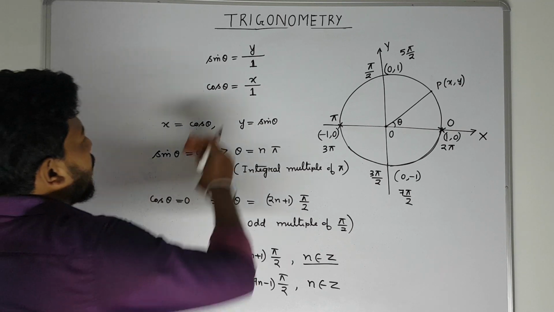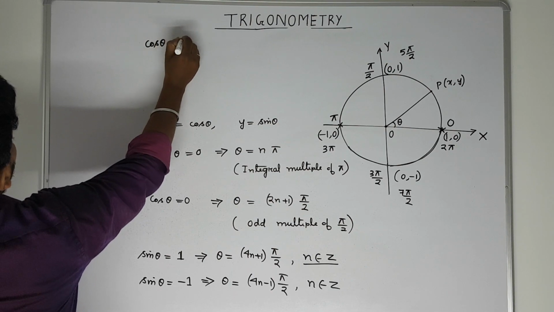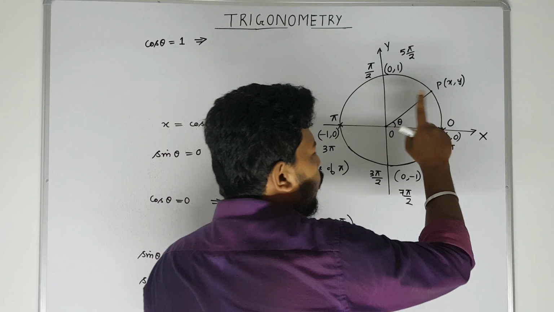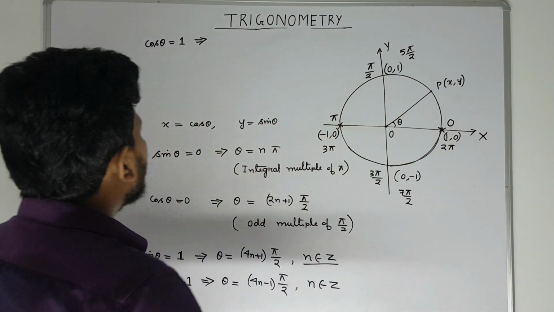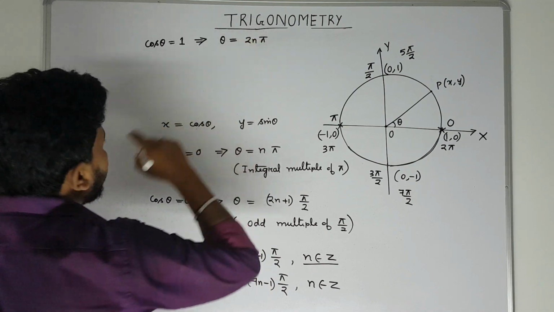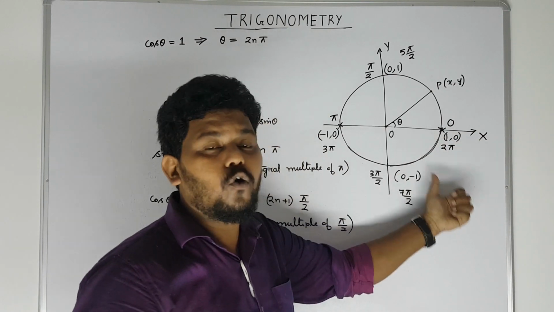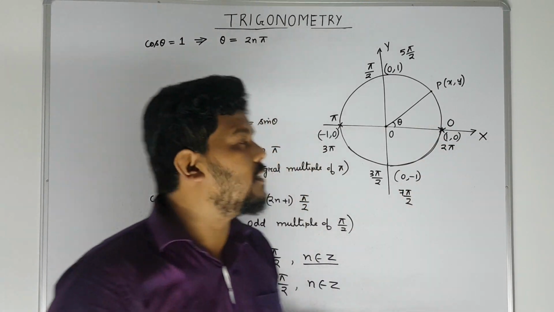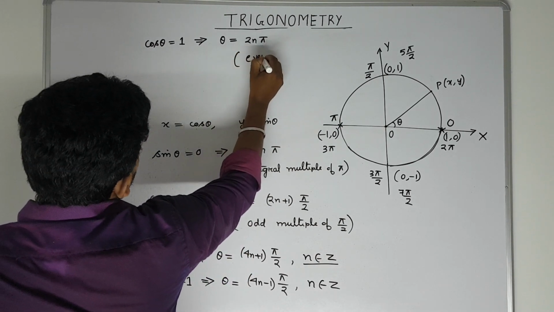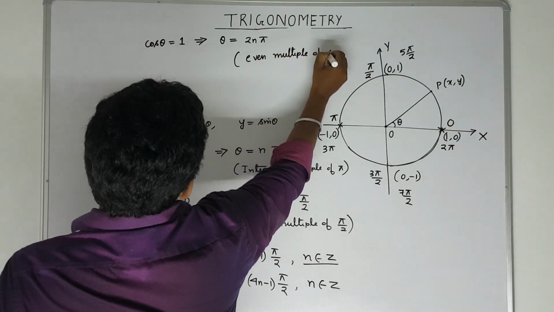Now cos theta is equal to 1. Cos theta attains the value 1 at this point. At this point the value of cos will always be equal to 1. So your theta will be equal to 2n pi. Here the value of the angle will be either 0, twice pi, 4 pi, 6 pi, etc. That is the even multiple of pi. You can write it as an even multiple of pi.